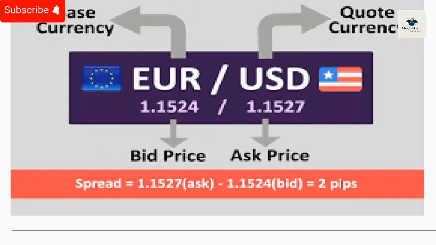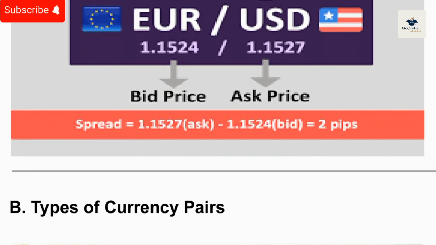Let's look at the prices under them. When you check the price under the euro, you can see we have 1.1524. Under the USD, you can see we have 1.1527. We have 3 pips difference here. We're going to be discussing about pips later. So the pips between them, or the price in between them, is called spread. We'll be discussing that too.